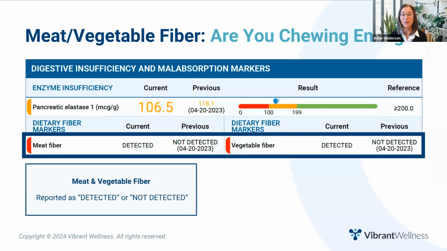Additionally, anytime meat fiber or vegetable fiber are detected, it is indicative of inadequate chewing and a great opportunity to talk with your client about slowing down and chewing more.